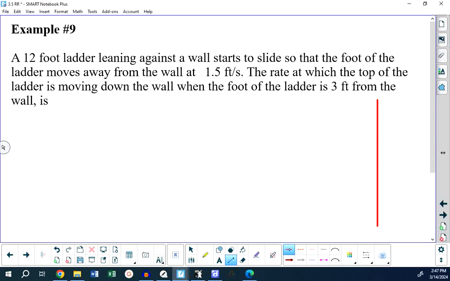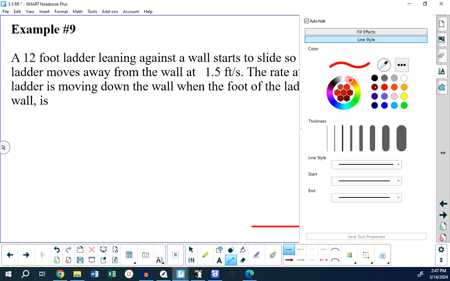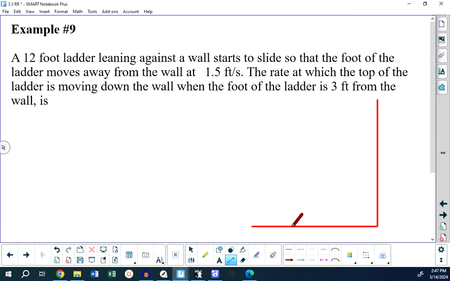So what happens here is we have a wall and we have the ground or the floor, and we also have a ladder. And the ladder is leaning against the wall. So what happens is it starts to slide.